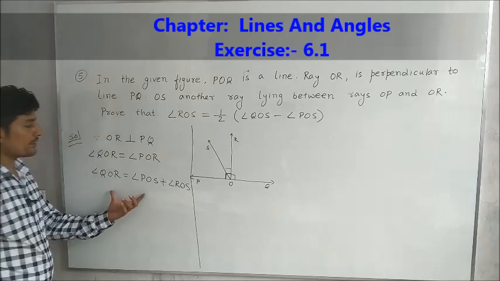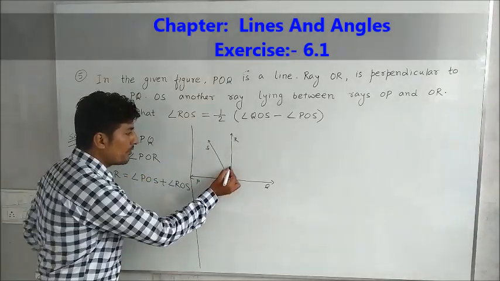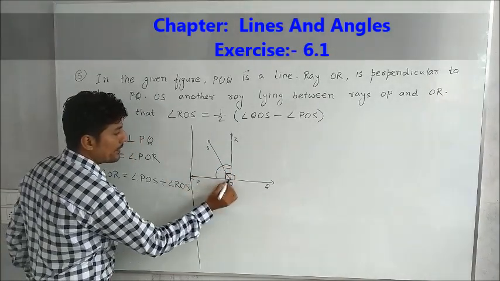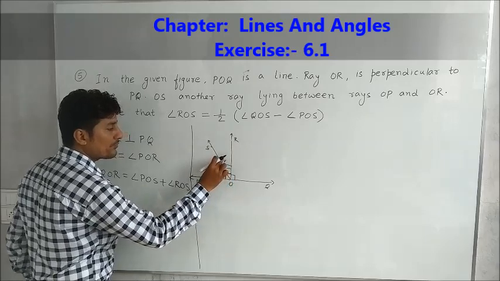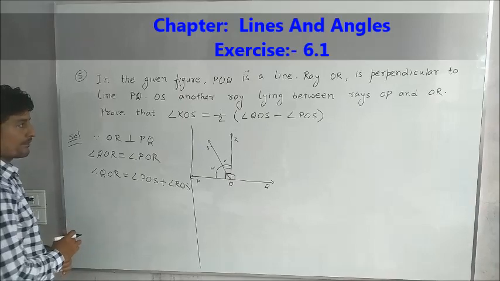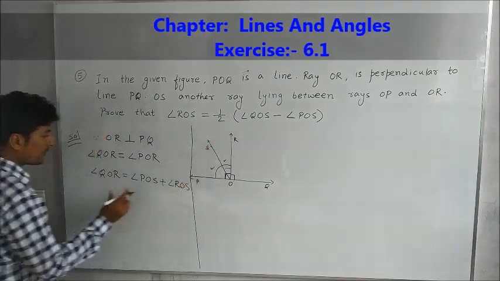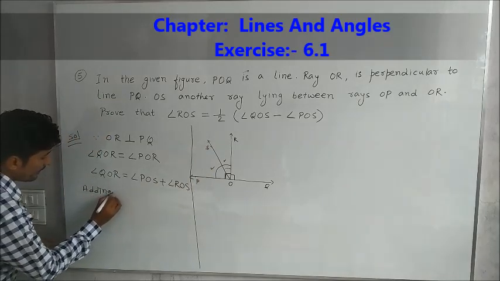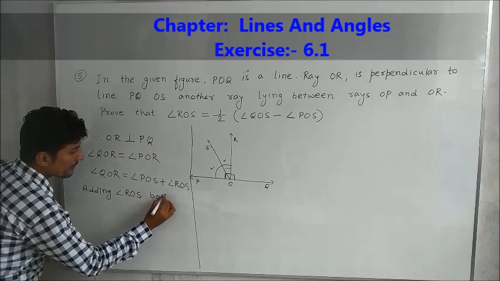Once again, I am repeating this line. In place of angle POR, this whole angle can be written as this angle, meaning POS, plus this angle, meaning ROS. The sum of these two angles is equal to POR. That's why I have written it like this. After that, we will add angle ROS both sides. So we can write here, adding angle ROS both sides.